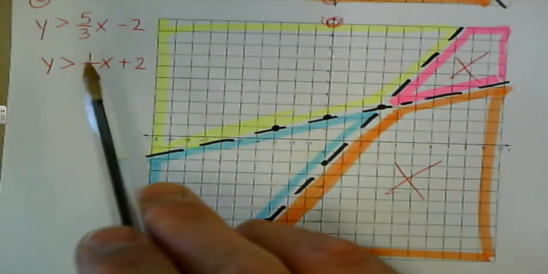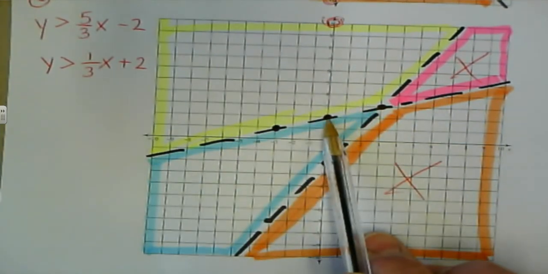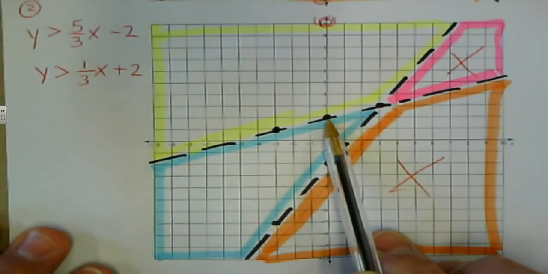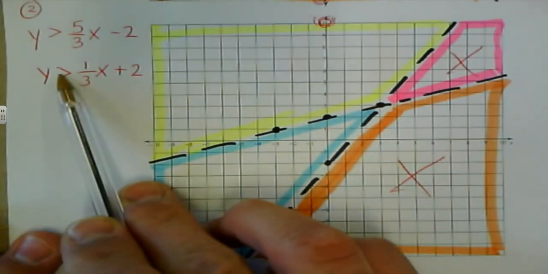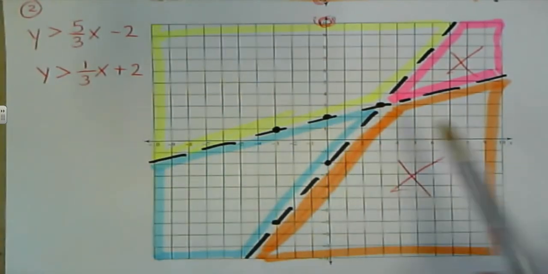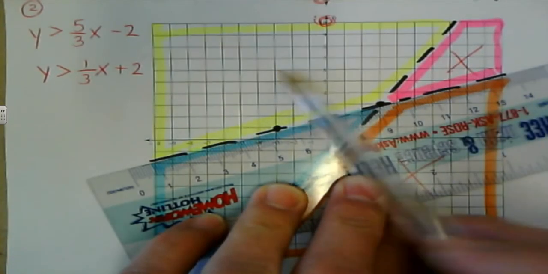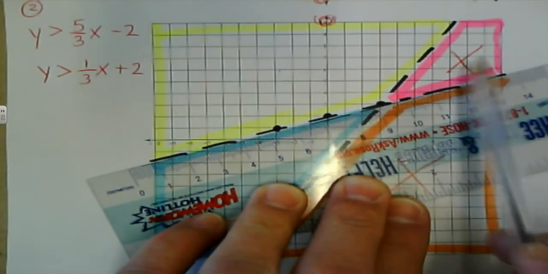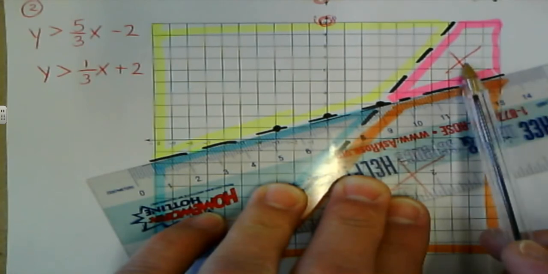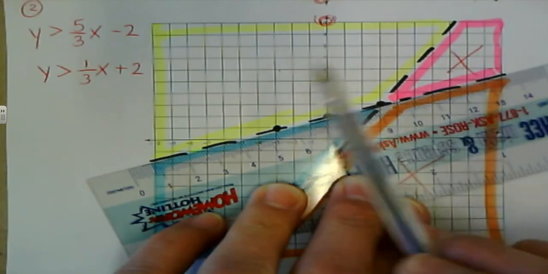Now I go to my second line, which is the one on the 2. It says greater or less? Greater, which means I'm going to shade up here again. But isn't one of the 2 already crossed out? So which one am I going to shade? What color? The yellow.